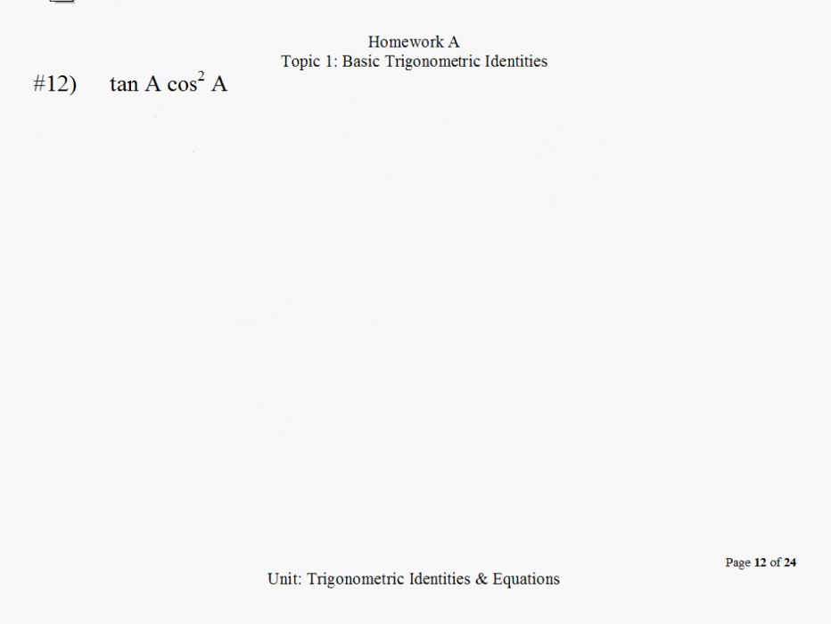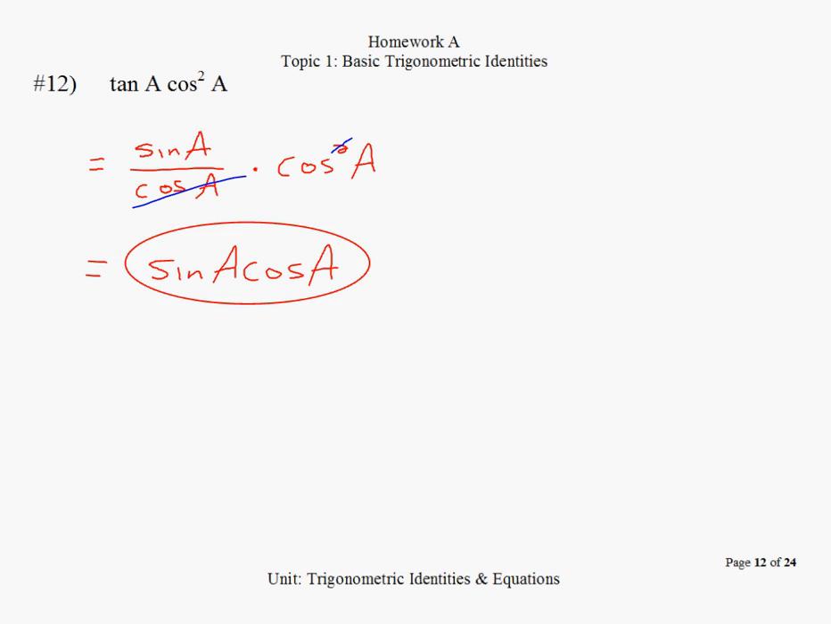Number 12, tangent of a times cosine squared of a. Tangent can be written as sine of a over cosine of a. You can cancel a cosine from the top and the bottom, and you get sine of a times cosine of a.